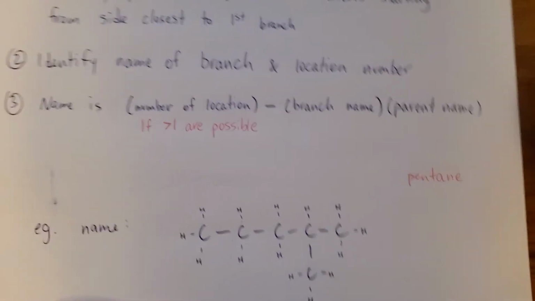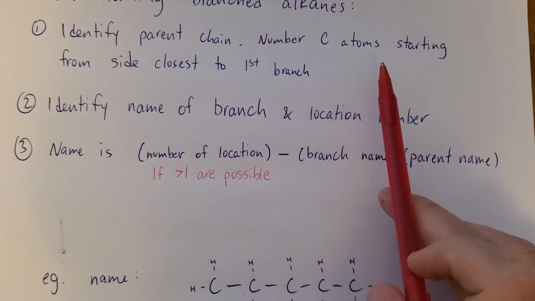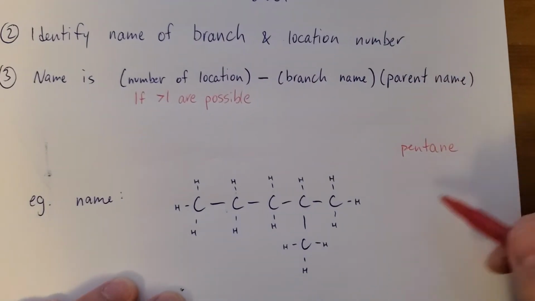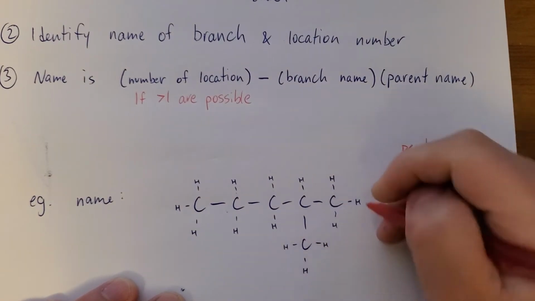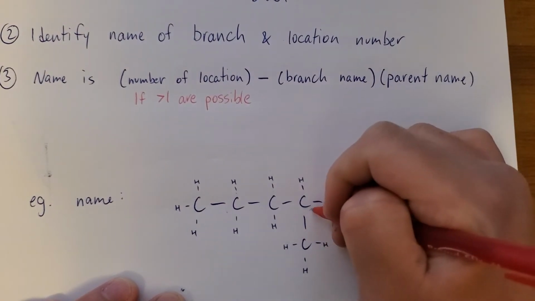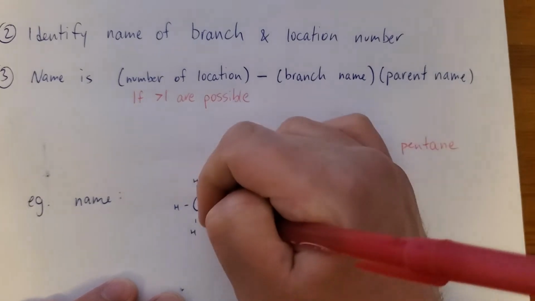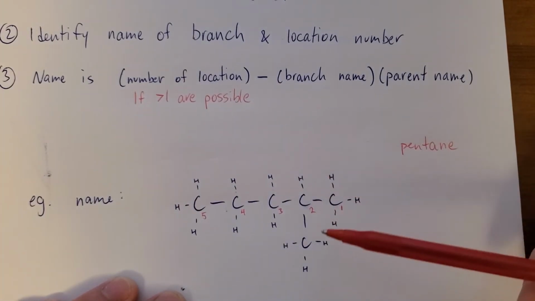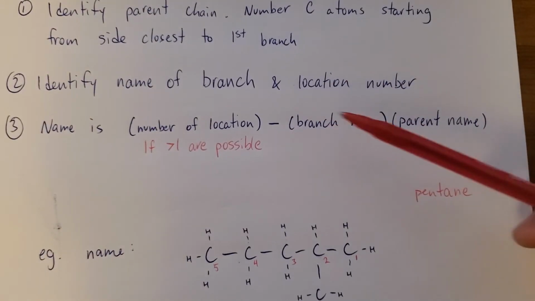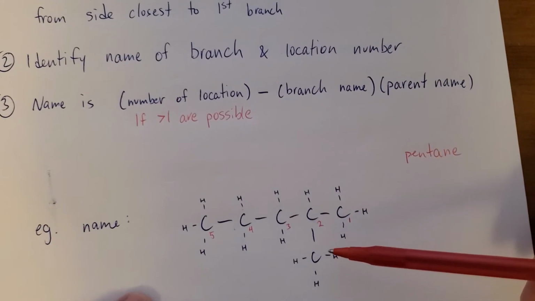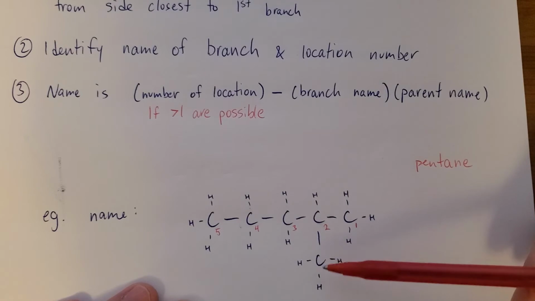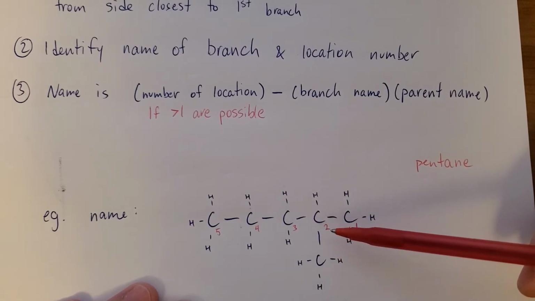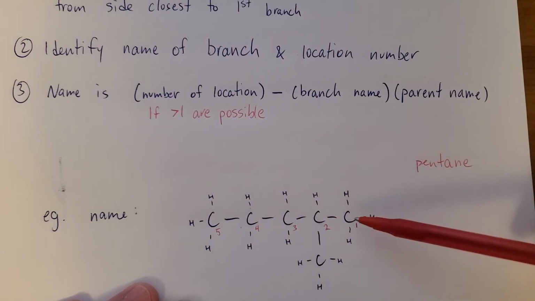Now I number the carbon atoms starting from the side closest to the first branch. Well, it's closest to the right. So this is carbon 1, 2, 3, 4, 5. Identify the name of the branch and the location number. It looks like we have a methyl branch, 1 carbon, on the second carbon atom of the parent chain.